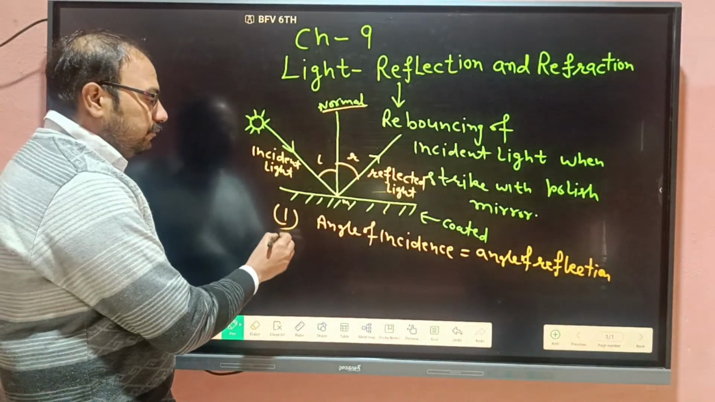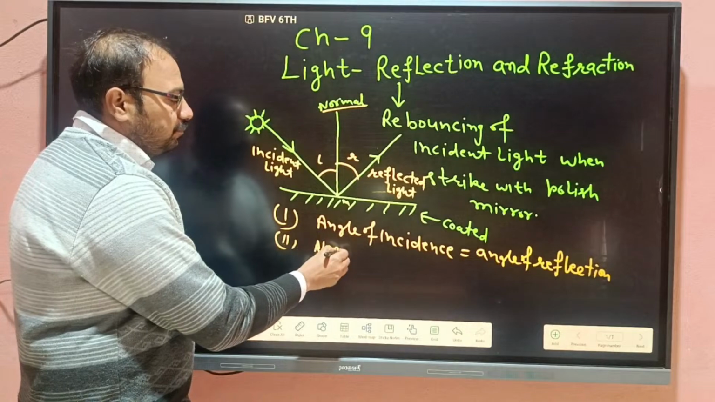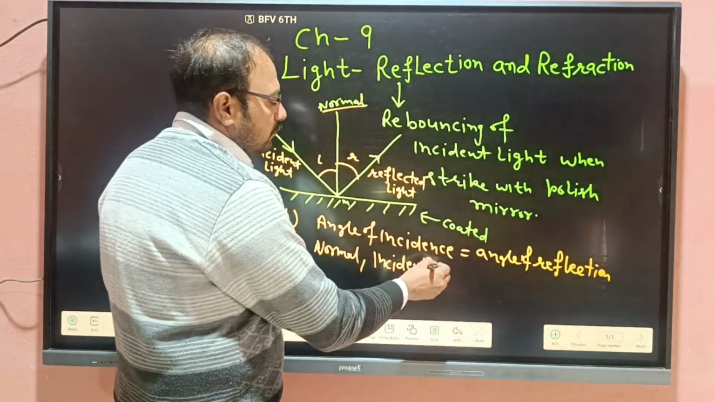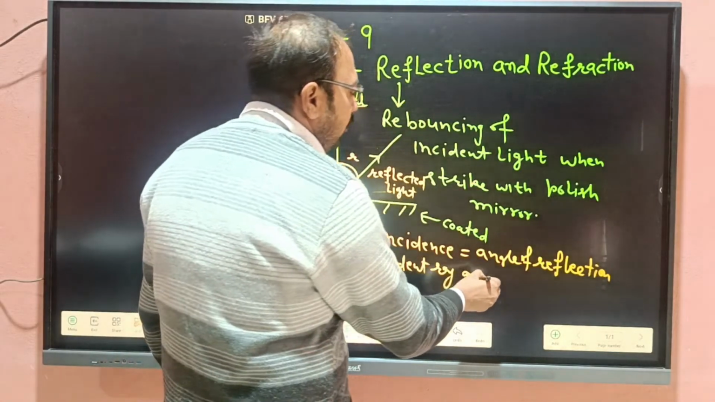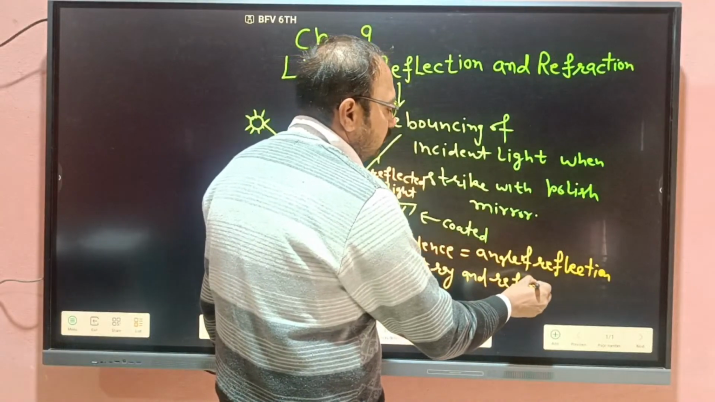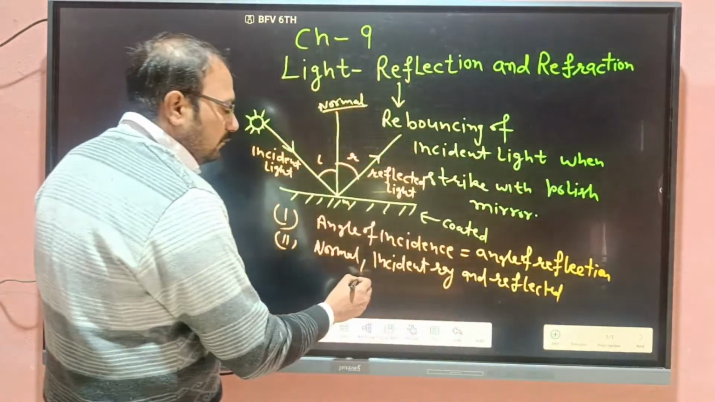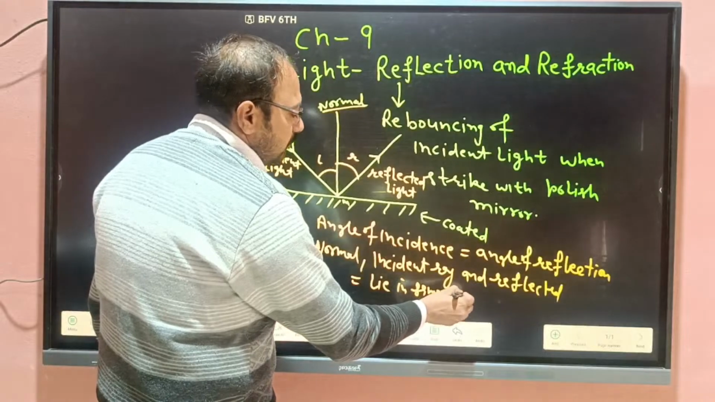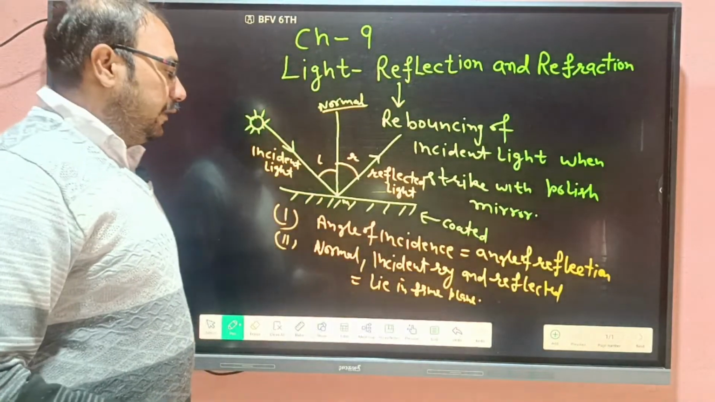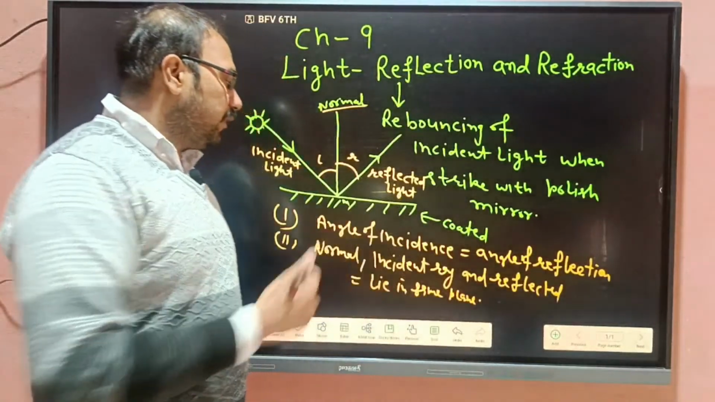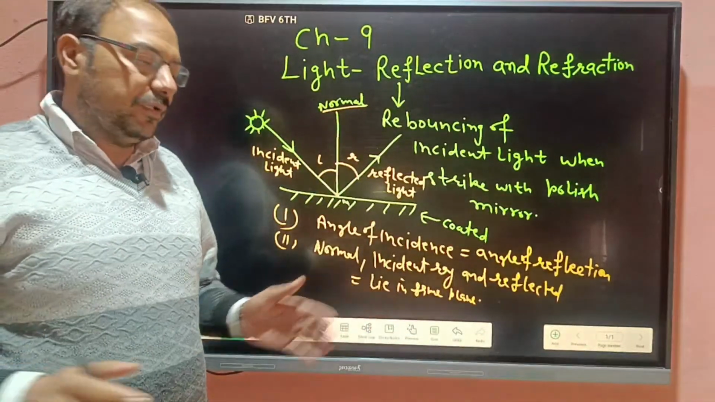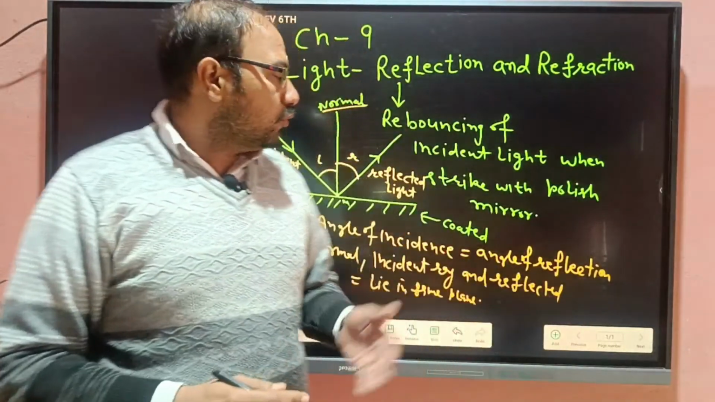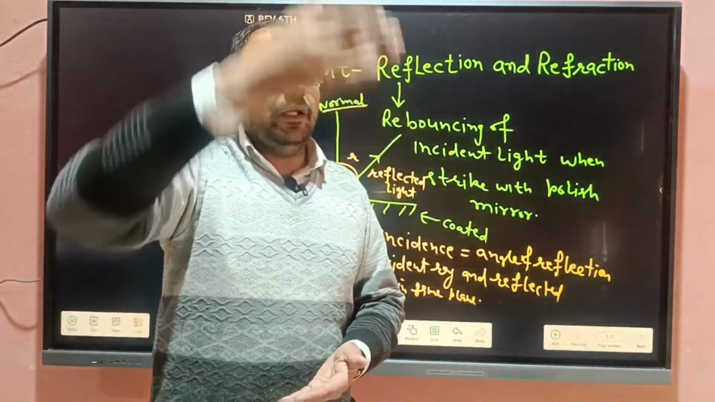And the second law: the normal, incident ray and reflected ray lie in the same plane. For example, there are two planes, one is a vertical plane and another is a horizontal plane. So all things lie in the vertical plane.